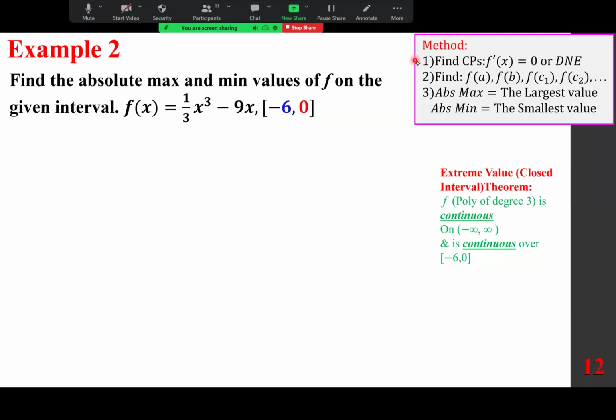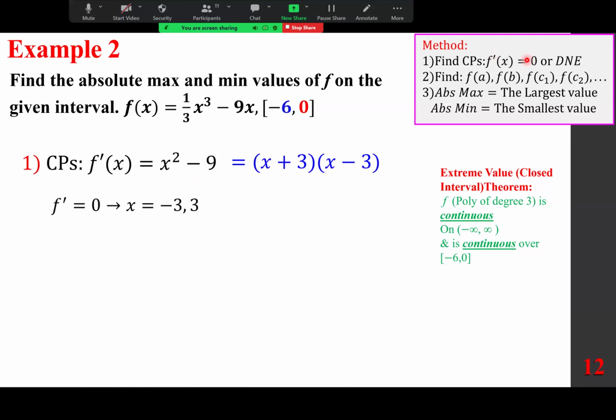Number one, find CPs by first finding f prime of x. Now, what is f prime of x? 1/3 times 3 makes it 1, x squared minus 9. So f prime of x is x squared minus 9. So we found f prime. Now, set it equal to 0 and solve. Two ways to do that. You can say x squared equals 9 and solve it, or factor it into x plus 3 times x minus 3. This gives you negative 3 and this gives you positive 3. So we got two answers for this part.